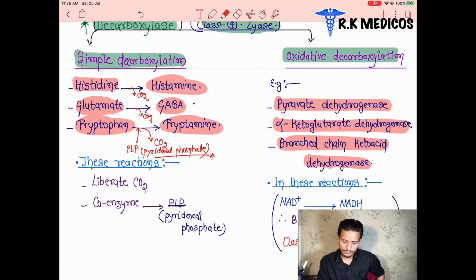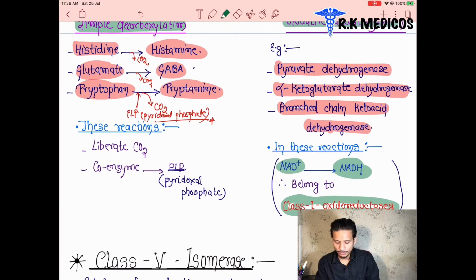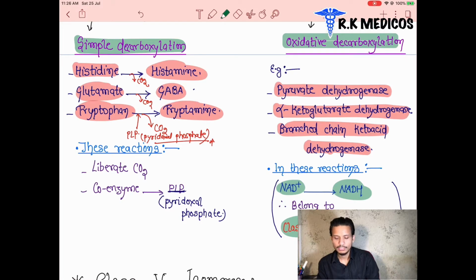So what happens in these reactions? There is a special type of coenzyme used, NAD, and you know NAD is converted into NADH. It means there is a transfer of H plus from one substrate to another, and the enzyme here is a dehydrogenase. We saw already in class 1, oxidoreductases, they do the same activity, which is also called oxidative decarboxylation. NAD is converted into NADH in the dehydrogenases, the first subclass of the first class.